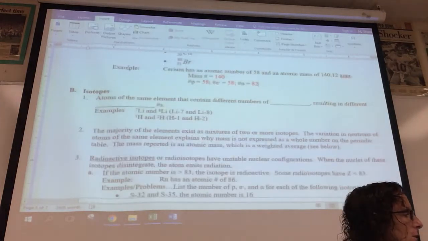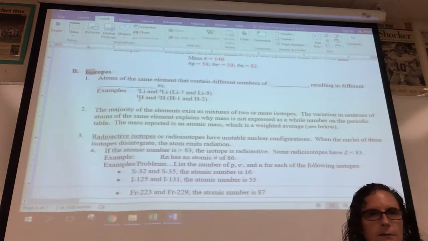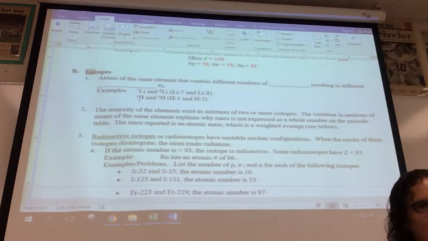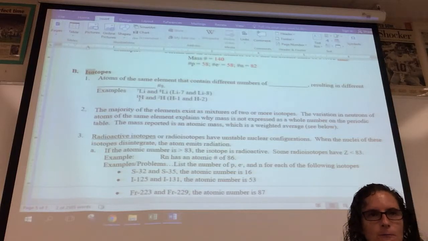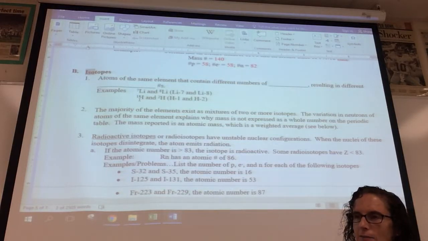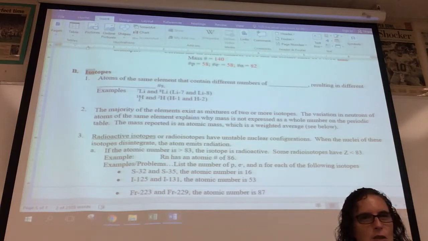Isotopes. What does the prefix iso mean? What's an isosceles triangle? It has different side measurements. They're all different? 2 are the same. So what does an isotope mean?